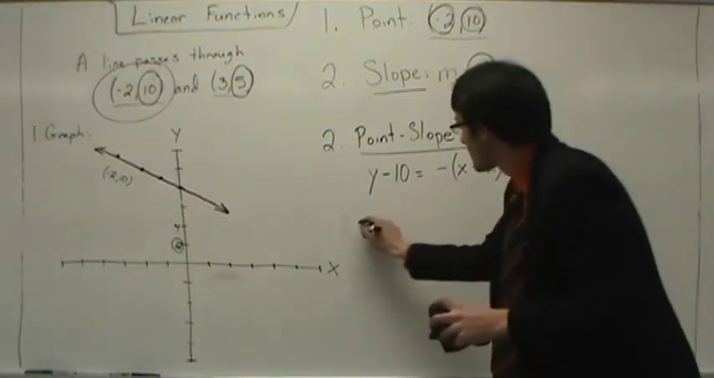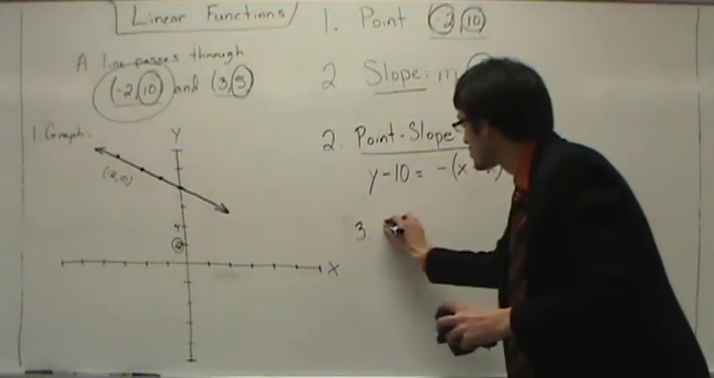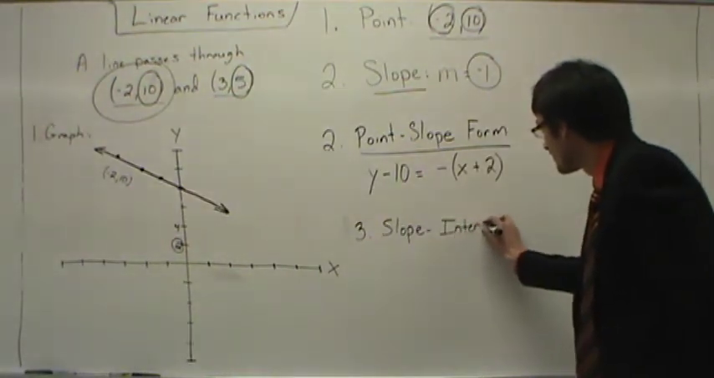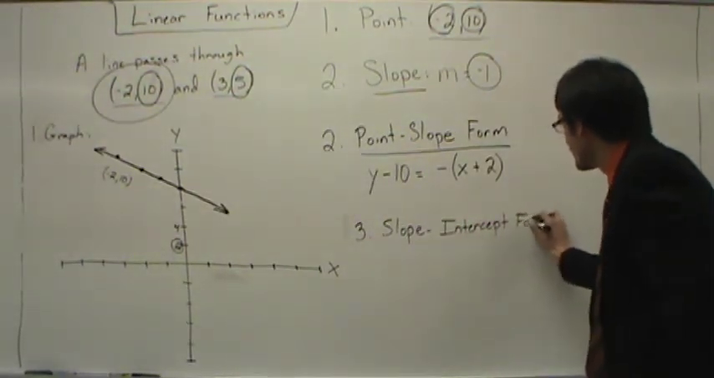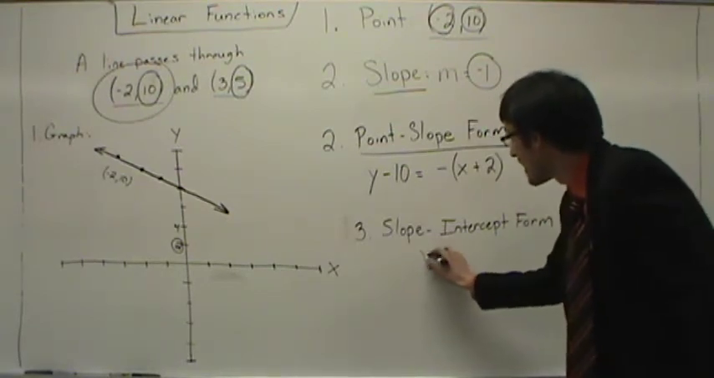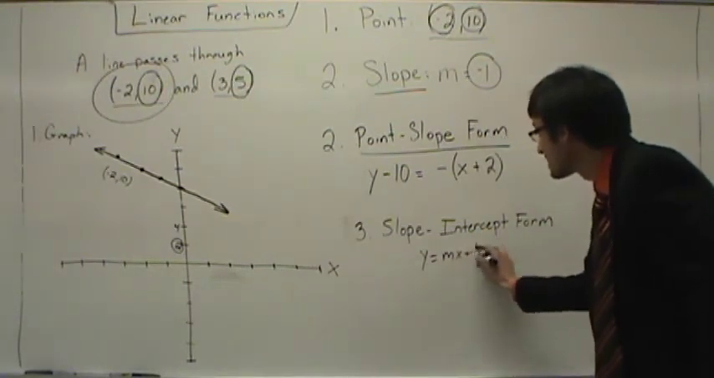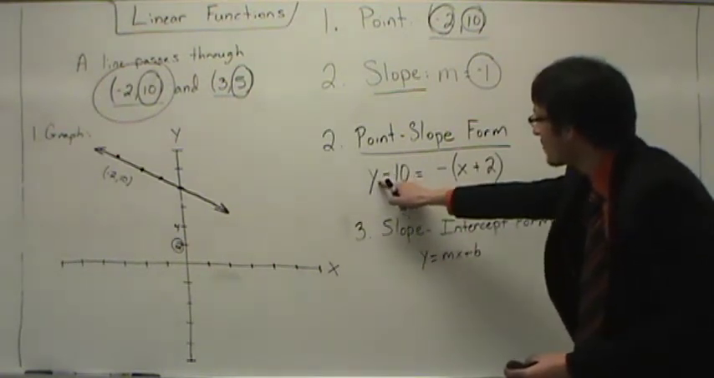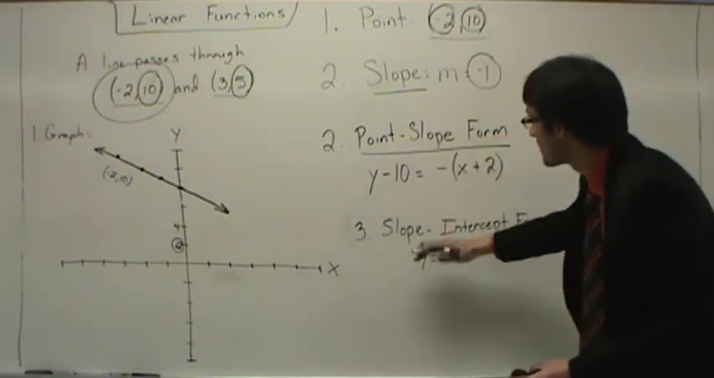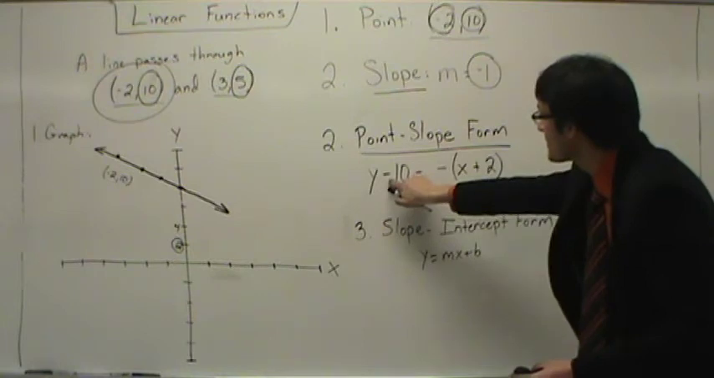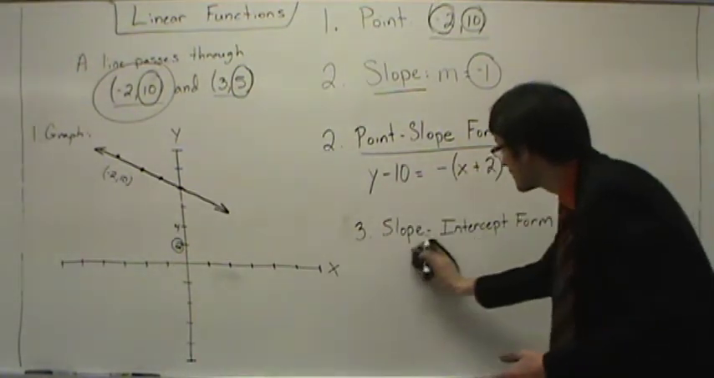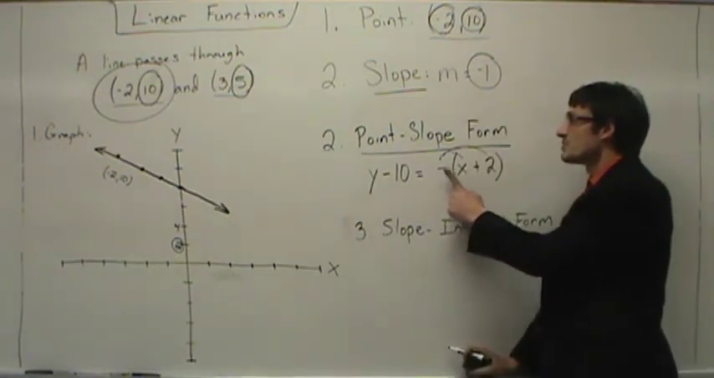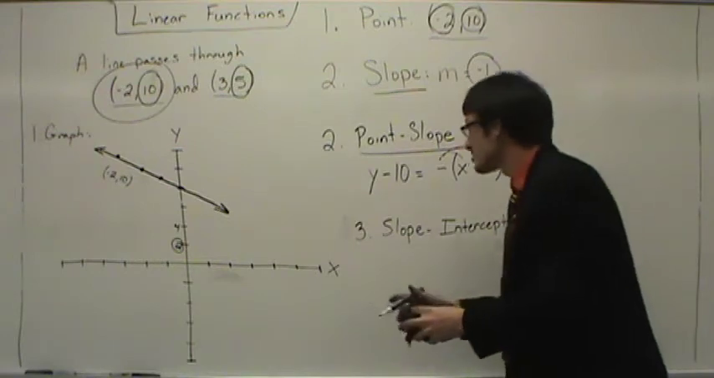Now, step 3 is to find slope-intercept form. And remember that slope-intercept form, y equals mx plus b, says that y must be by itself on the left side of the equation. So we need to get y by itself. To go from point-slope to slope-intercept, we get y by itself by moving the negative 10 to the right, and it will become positive 10. But before we do that, we need to first use the distributive property, multiplication distributing over addition. We're going to take the negative 1 multiplied by x, and negative 1 multiplied by the 2. So we end up with what?